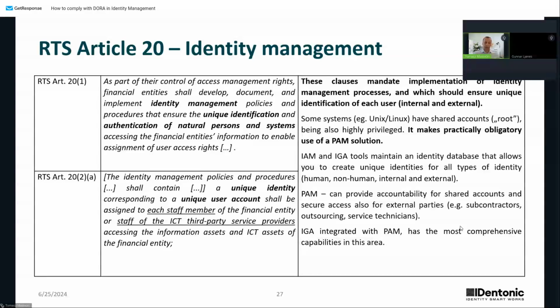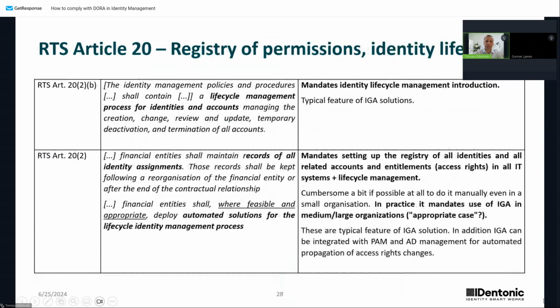That's one of the consequences of DORA. In my opinion, a PAM solution is really mandatory for every entity which has a couple of systems with shared accounts. So unique identity, unique user accounts: each staff member, including third parties as well, should be uniquely identified.